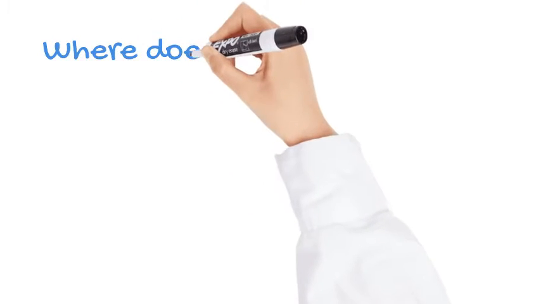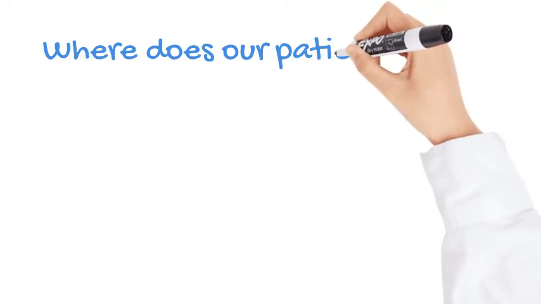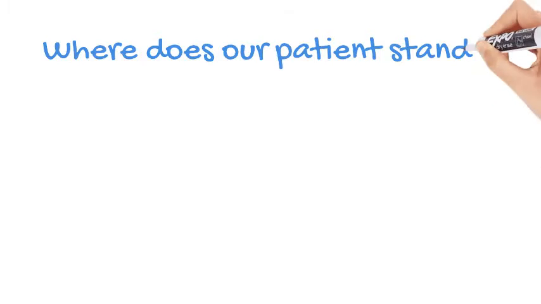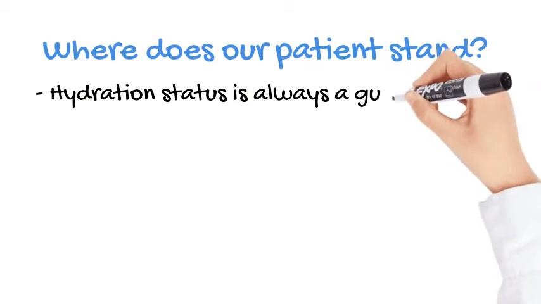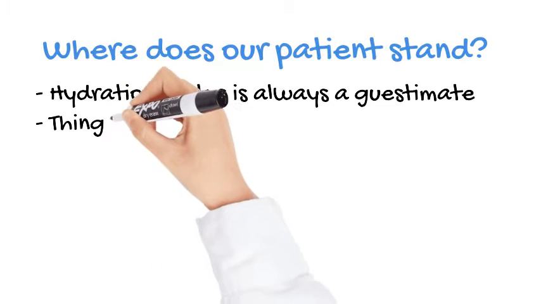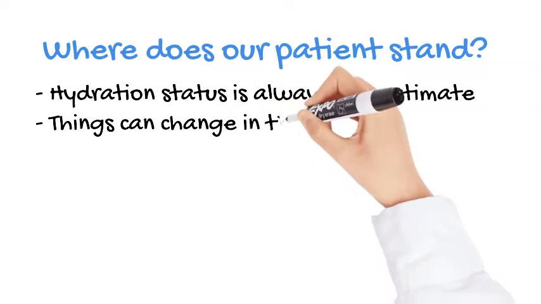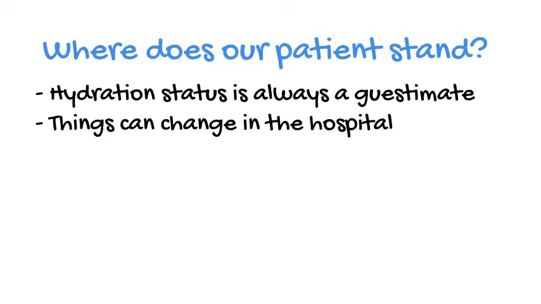It's really important that we regularly go back and look at our patients and see where they're standing. And the reason for this is that our initial assessment of the hydration status was inevitably fraught with error. It was always going to be our best guesstimate. And things can change when patients are in the hospital. We might gather more information, we might see things differently.